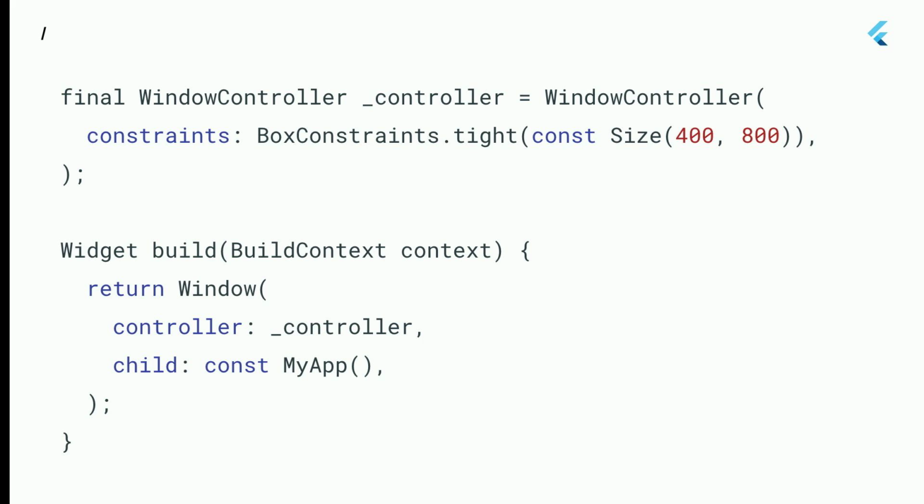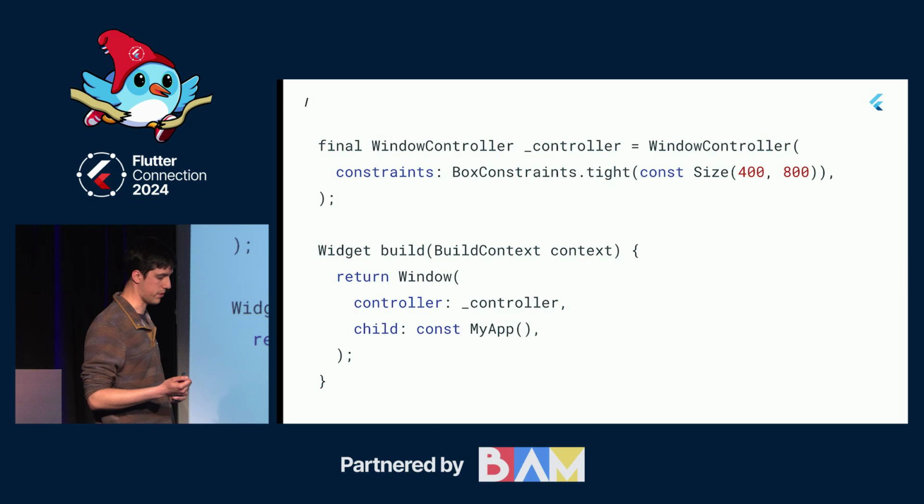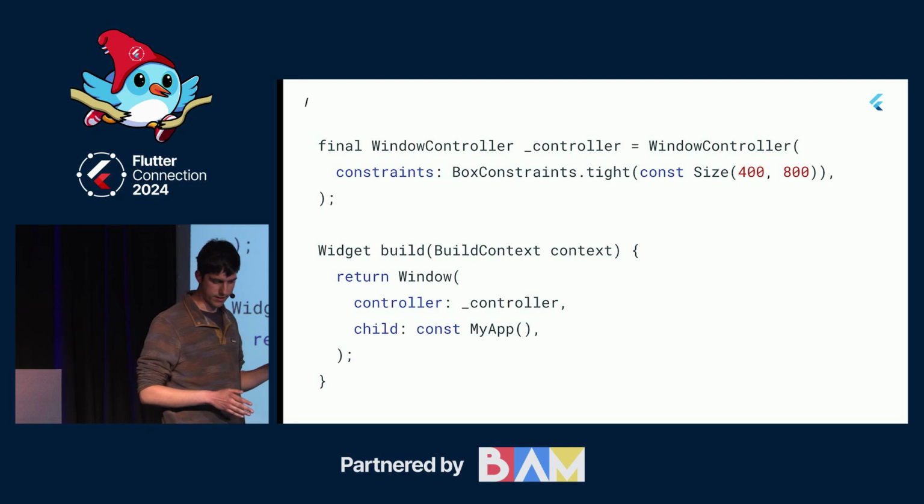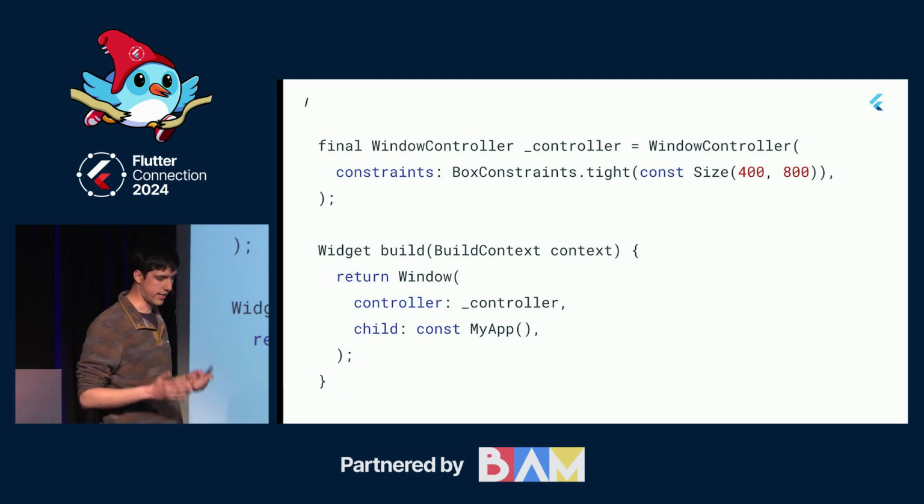But here, I start by creating a window controller, and I provide some size. Creating the window controller actually kicks off an asynchronous operation in the background to create my window. And then in my build method, I provide the controller to a window widget. So when the asynchronous operation to create the window completes, the window widget rebuilds, and then it will render my app widget to the window. Notice how this looks like it's declarative. I have a window widget, but it's actually not. It's actually an imperative API because of my window controller.